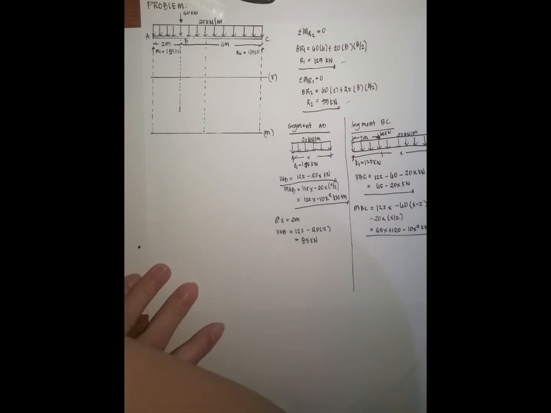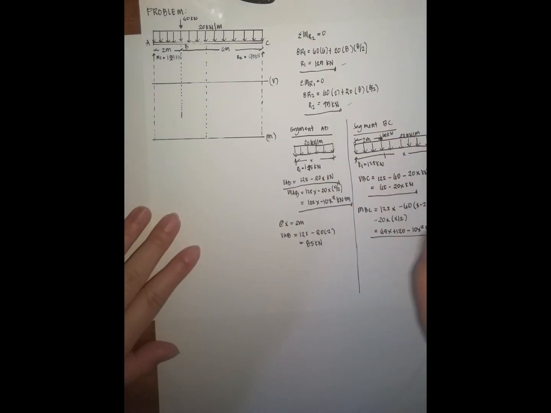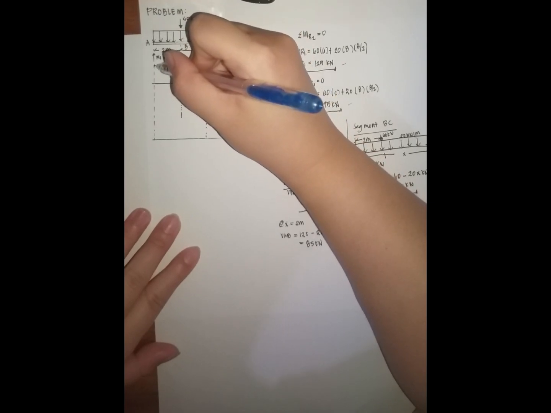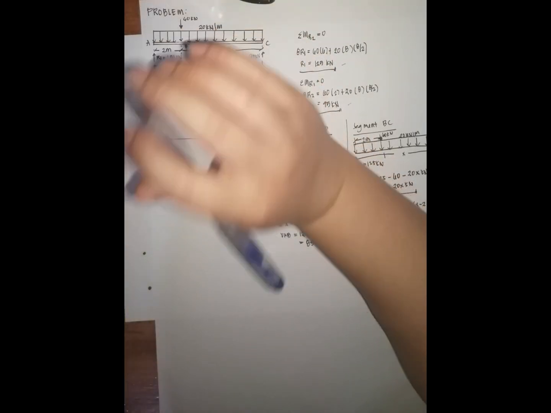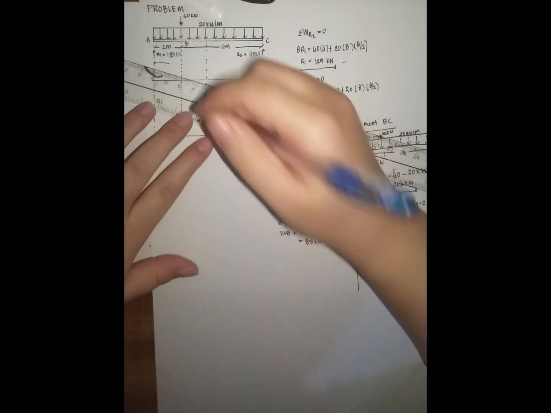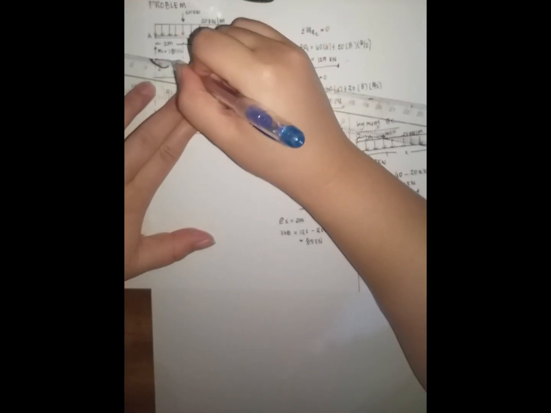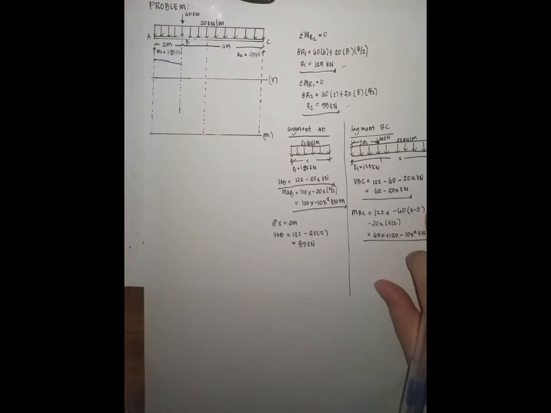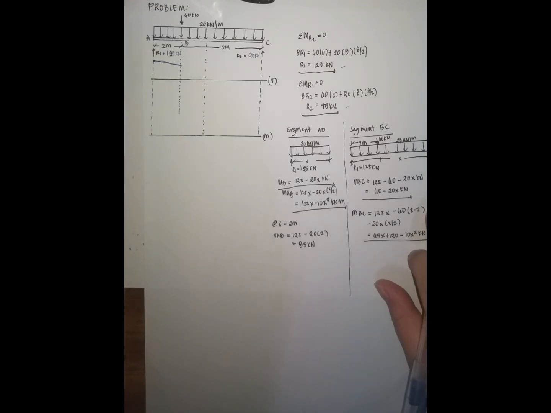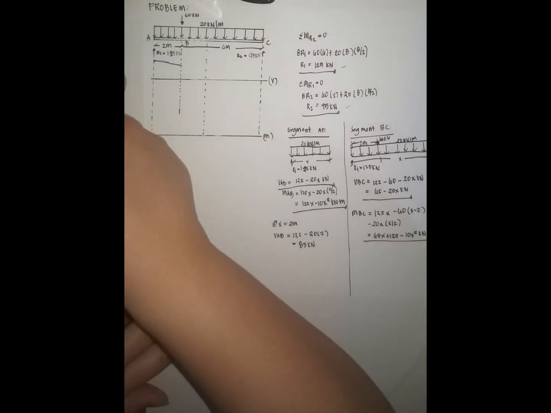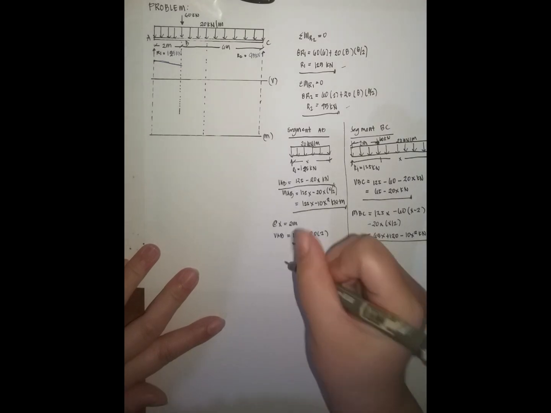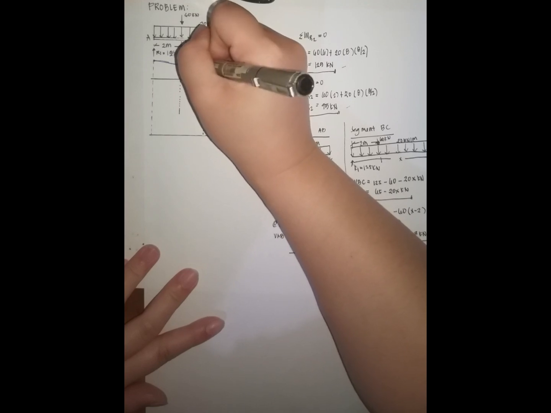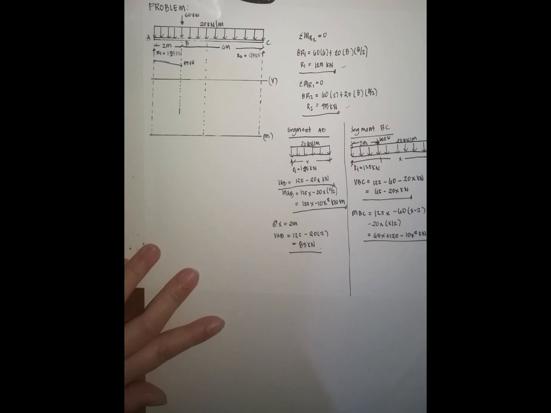So, let's plot it so it's not confusing. So, 125 from here to here, straight. So, 125. Then we have 85 kN. So, the 85 kN is here.